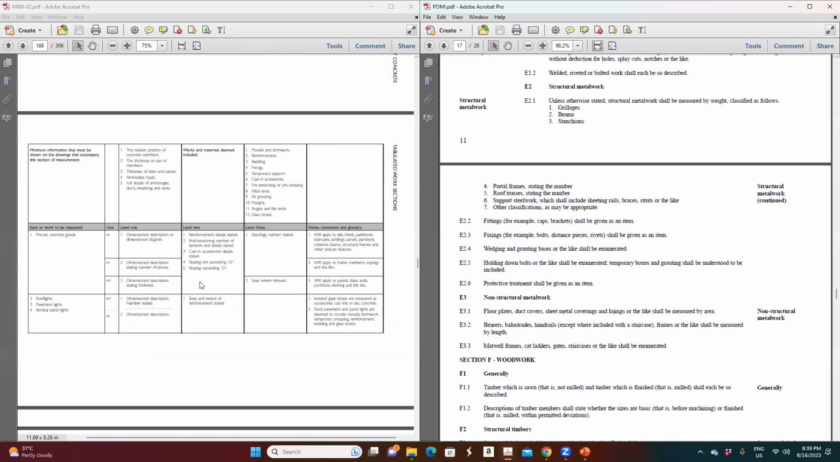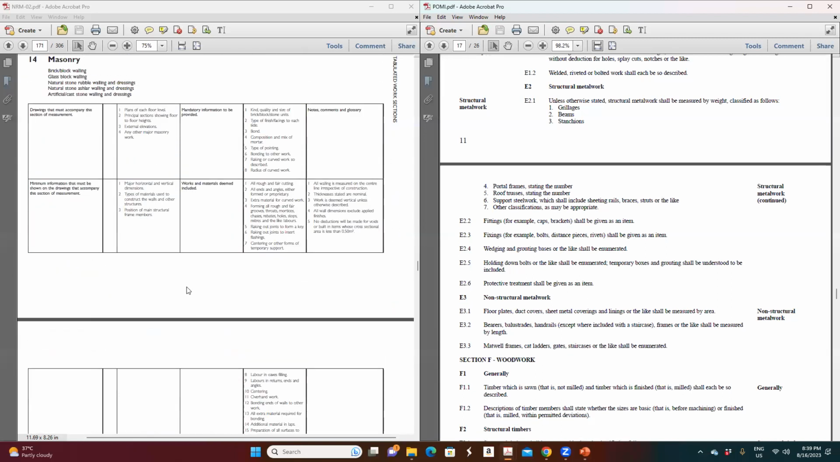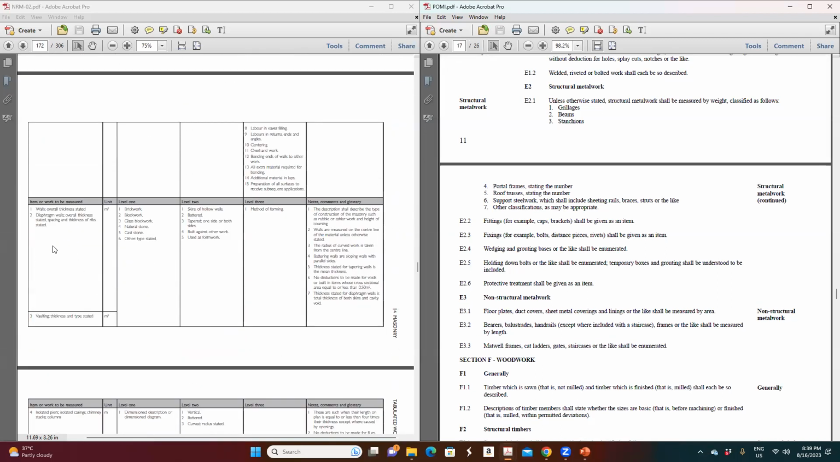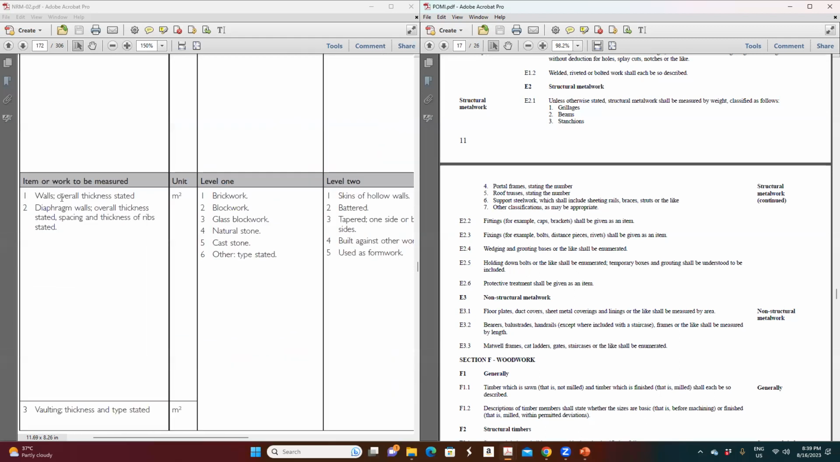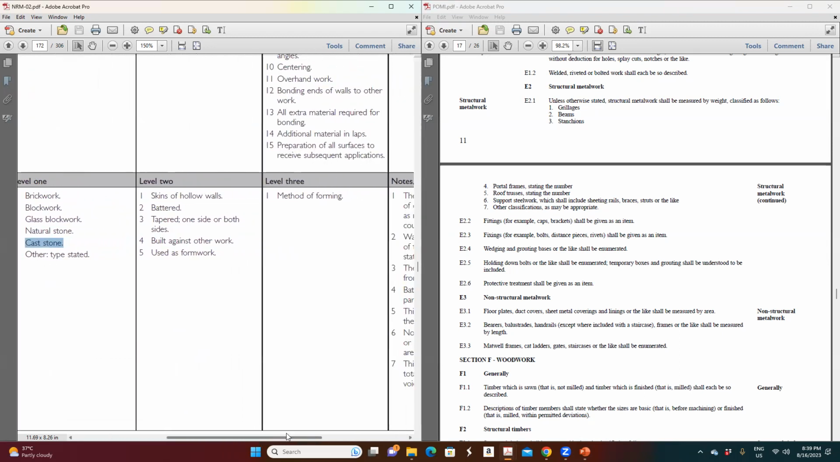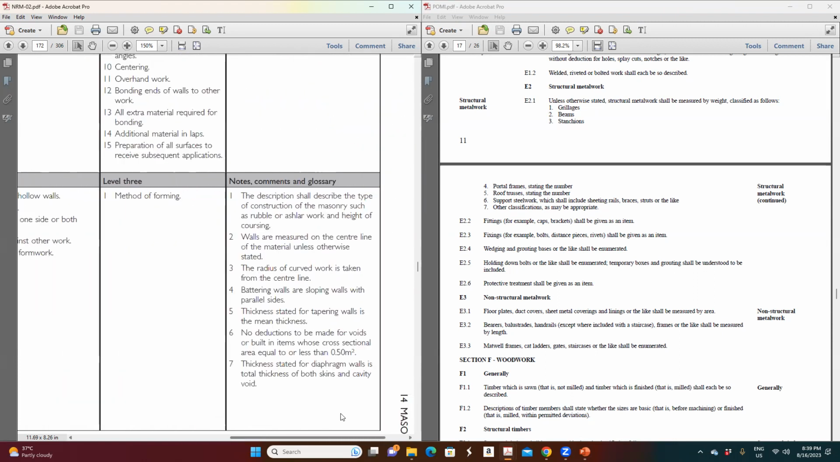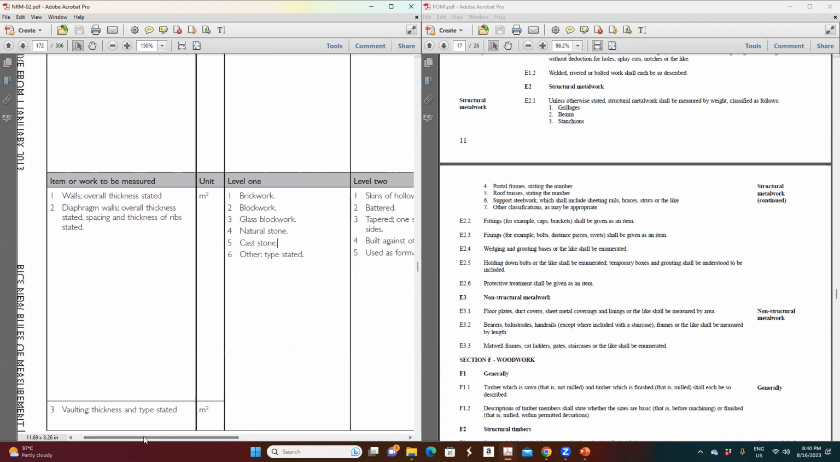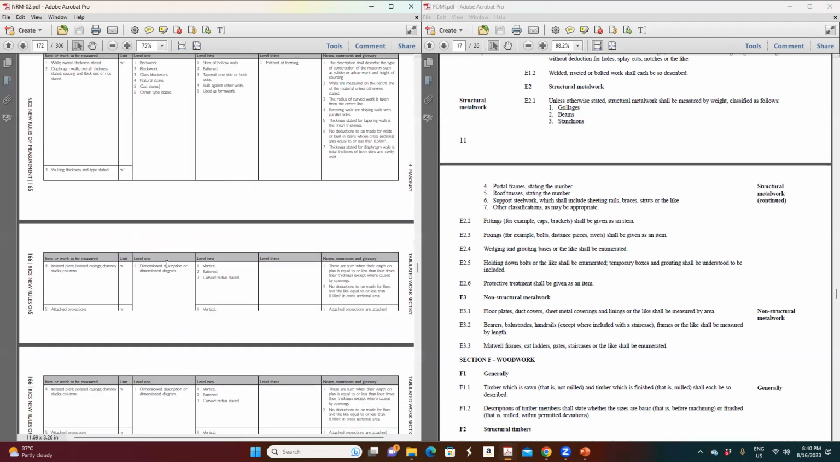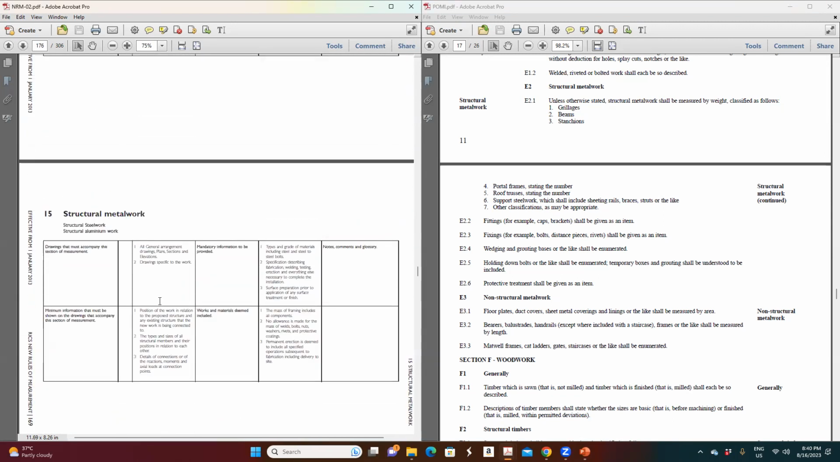Block walls. This is about the precast concrete, and the block wall is here in square meter. Walls' overall thickness to be stated, measured in square meter. It can be brick wall, block wall, glass block, natural stone, cast stone, or whatever type it is. And these are the notes about the block wall. You can read and get some ideas. I don't want to spend time there.